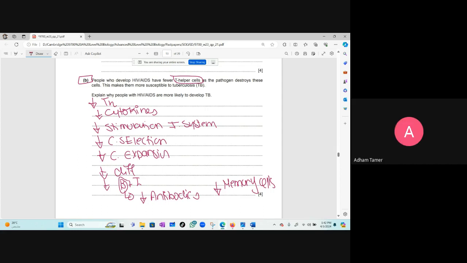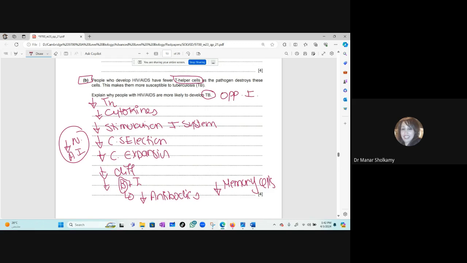Active natural immunity. Very good. There is a decrease in the natural active immunity. Your immune system, all of it, is going to be affected. Now, when your immune system is affected, you can easily get infections like TB. And TB is an example of what type of infection that is waiting for the right chance? Opportunistic disease. Very good. It's an opportunistic infection.